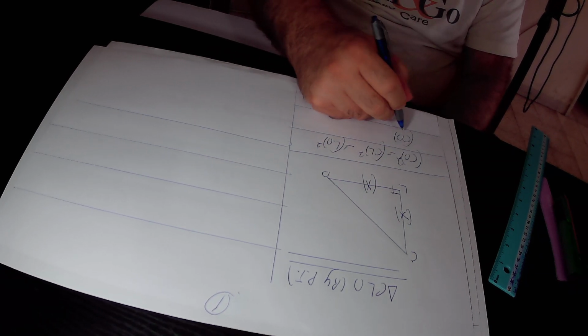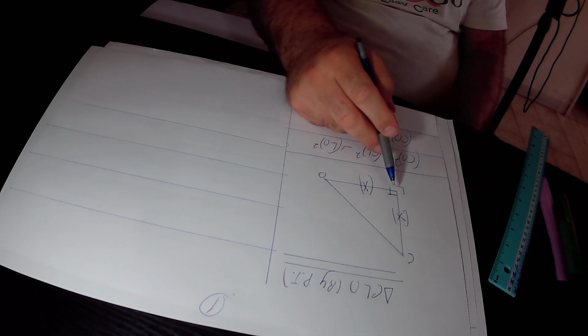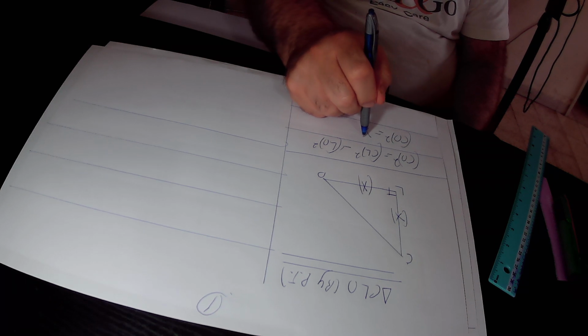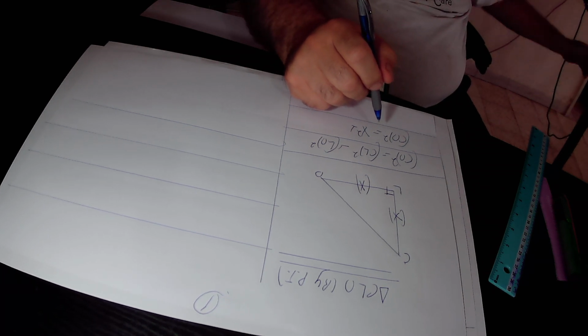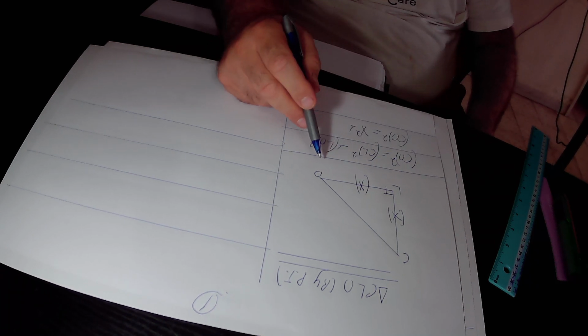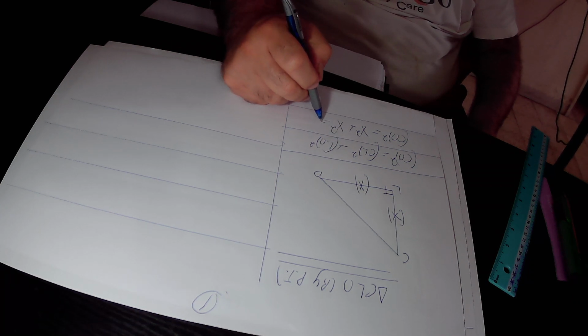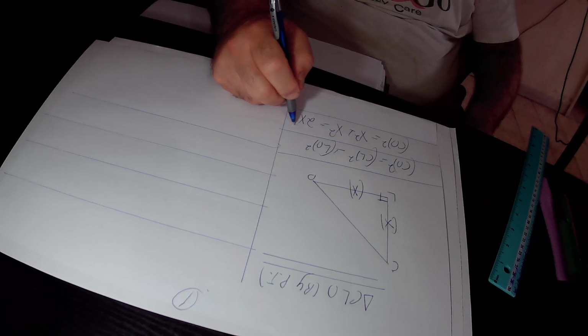CO square equals CL square. CL is x, therefore CL square is x square. Plus LO square. LO is also equal to x, therefore LO square is x square. So in total we found out that CO square equals x square plus x square. X square plus x square is 2x square.